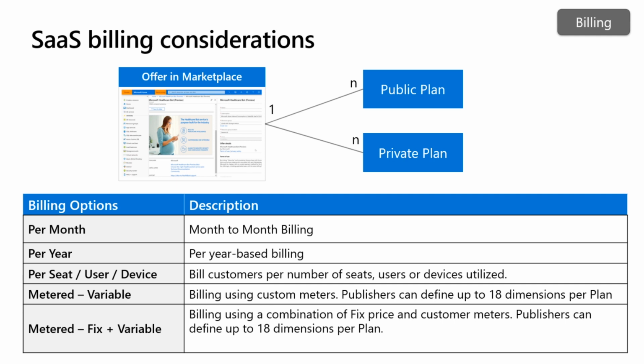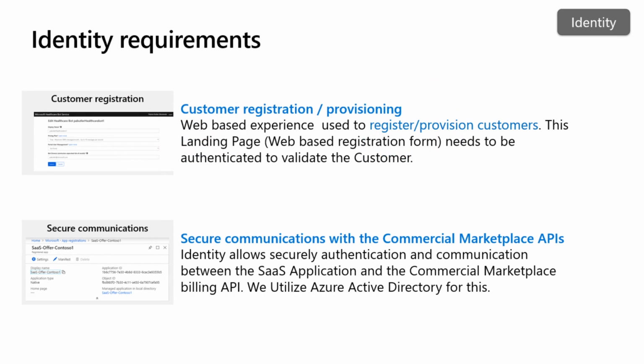Fixed and variable is, for example, you can say, I'm going to charge you $20 per month for the use of 200 megs. And then every meg after that, and this is the variable, will cost 10 cents per meg. Right? So that's the combinations that you can do. And then we have the concept of dimensions, which basically means you can have up to 18 meters as part of that specific plan. So very important to get this up front and make sure that you know what your billing model is going to be. The second part is the identity requirements.